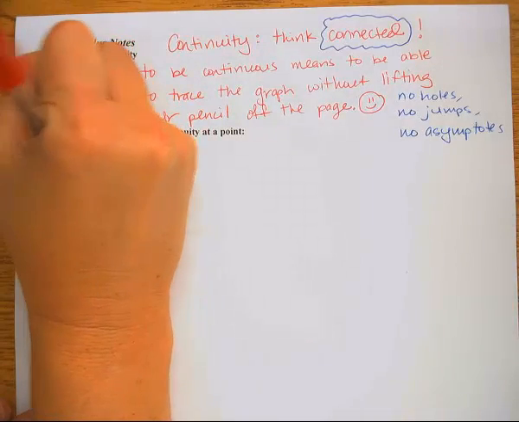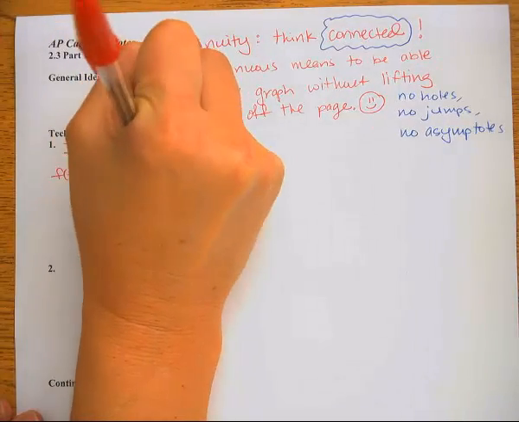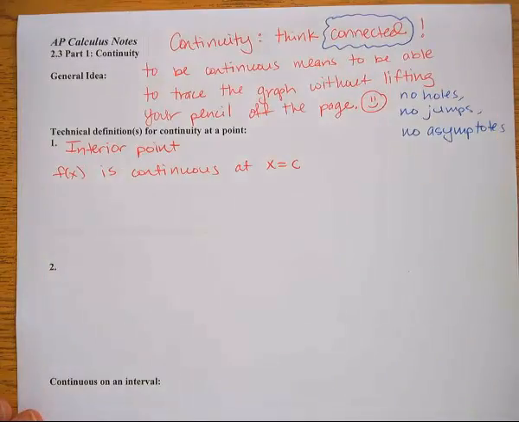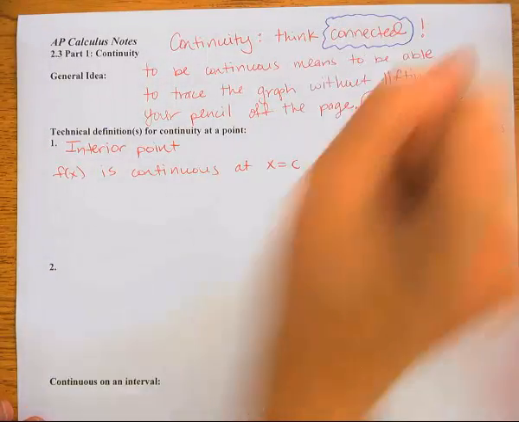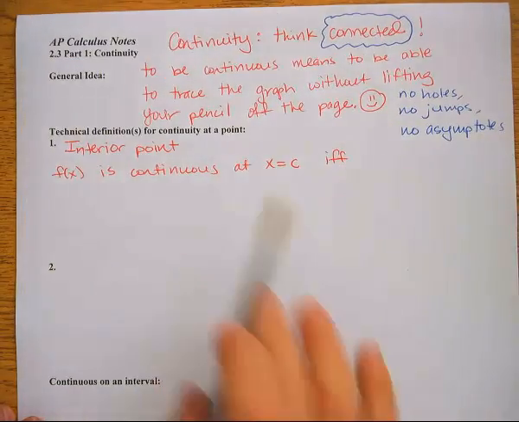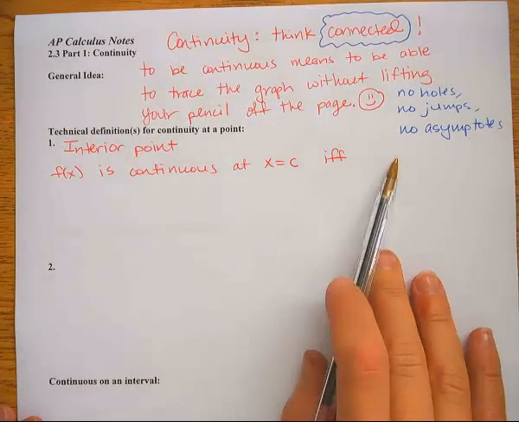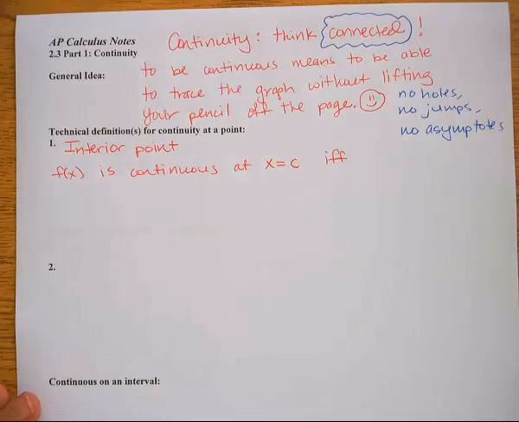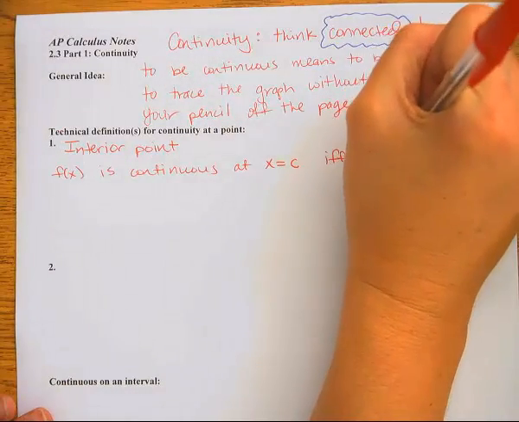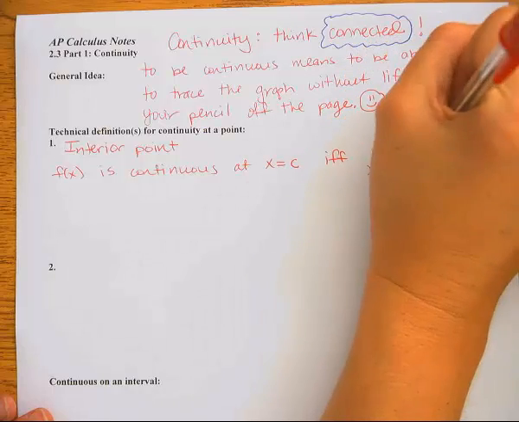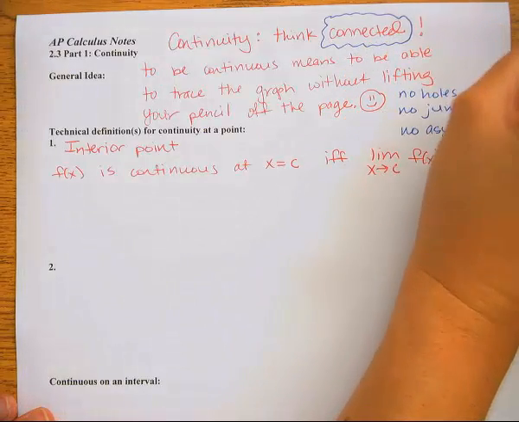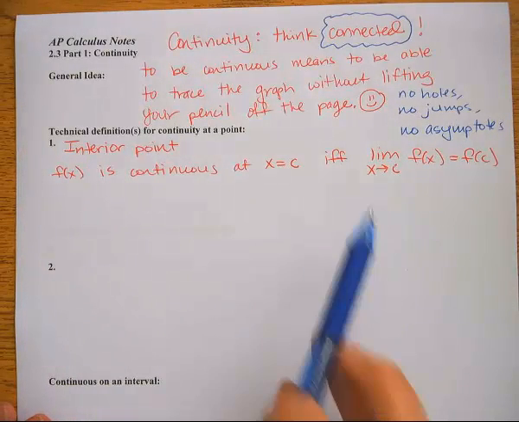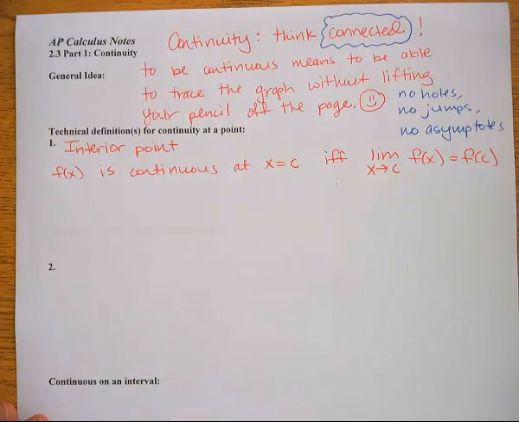So we say that f of x is continuous at x equals c if and only if, and by the way, this if and only if means that it works both ways. This statement implies the second, and the second implies the first. So f of x is continuous at x equals c if and only if the limit as x approaches c of f of x is equal to f of c. This is the calculus way of saying something's continuous at a point.